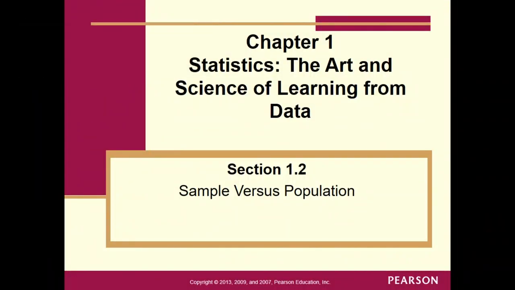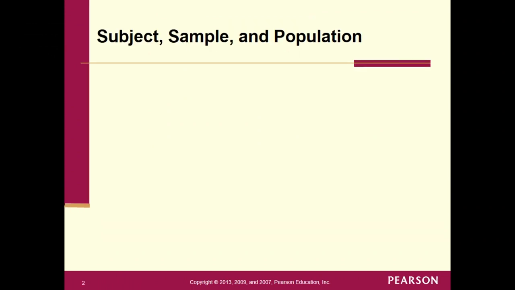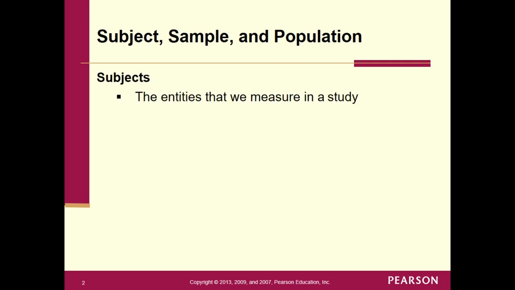Good day, everyone. So we're going to talk about section 1.2, sample versus population. Before we talk about samples and populations, we're going to talk about subjects first. So what are subjects? Those are the entities that we measure in a study. That means subjects can be either individuals, people, or things. It's just the things that we gathered information about. So those are subjects.